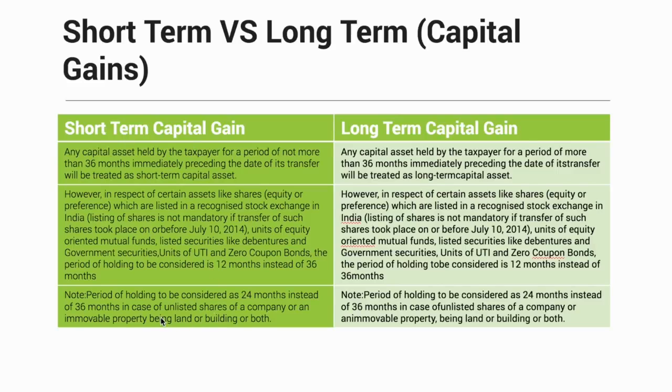Similarly, if you buy land and you sell that land within 24 months, then that would be treated as a short-term capital gain. So these are the categories: 12 months, 24 months, and then 36 months. Anything above that specified duration would be treated as a long-term capital gain.